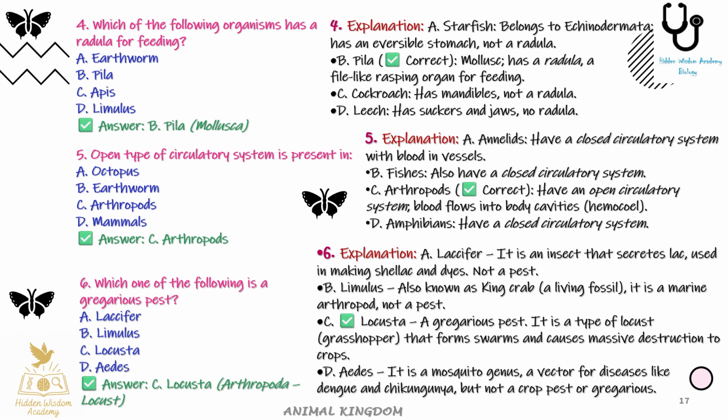Explanation. Option A, Laccifer, is known for secreting lac, used in shellac and dyes, but it's not a pest. Option B, Limulus, or king crab, is a marine arthropod and not a pest either. Option C, Locusta, is locust, a gregarious pest that forms destructive swarms and damages crops extensively. Option D, Aedes, is a mosquito that spreads diseases like dengue and chikungunya. It's a vector, not a gregarious pest. The correct answer is option C, that is Locusta, which is an arthropod type of locust, is a gregarious pest.